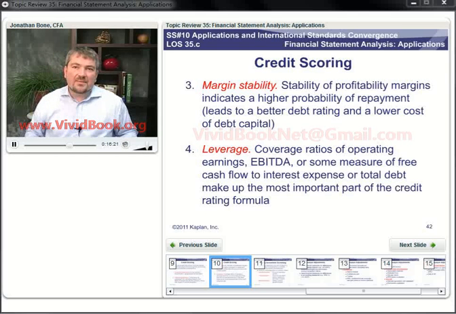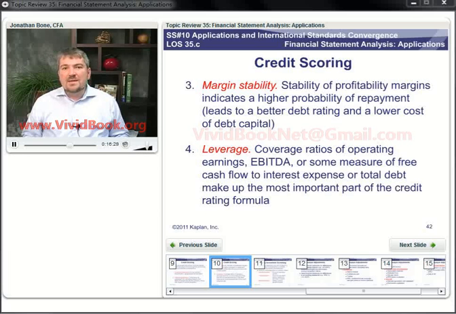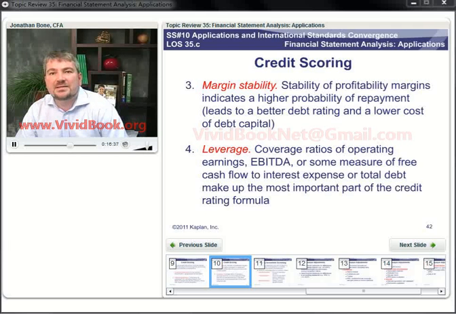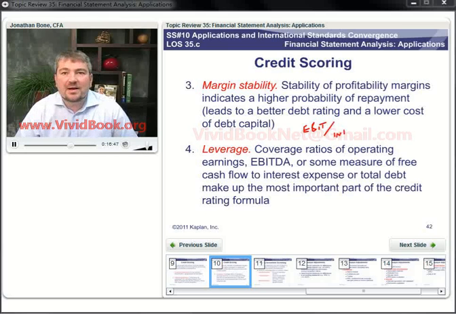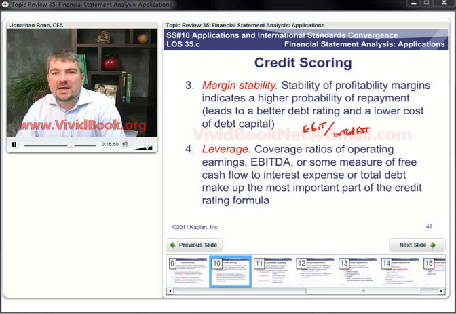Then, of course, finally, with our credit scoring, they're going to look at our existing leverage. So they're going to look at coverage ratios of operating earnings, EBITDA coverage, and they're going to look at some types of free cash flow coverage. Remember, our classic coverage ratios were things like EBIT over interest, our safety ratios, looking at how comfortable we're meeting our interest payments. You might want to look at, rather than EBIT, maybe a better measure is to look at CFO over interest. Or even better than CFO, maybe free cash flow to equity over interest.